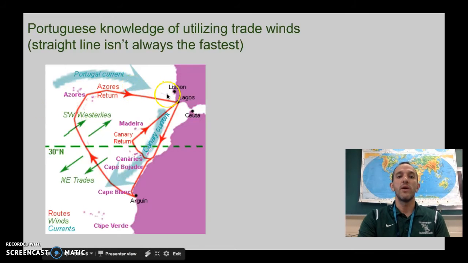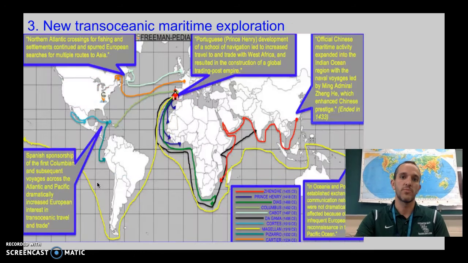What they realize is the way the trade winds work, or the currents work, and the winds work along the Portuguese coast into Africa, is it's easier to go down this way and go into the Atlantic Ocean, as opposed to just going this way where you're fighting the current. It takes a while, it's more dangerous. So they start learning current, which is going to help them explore.